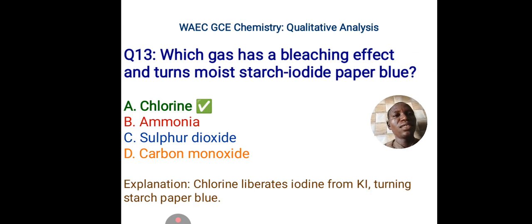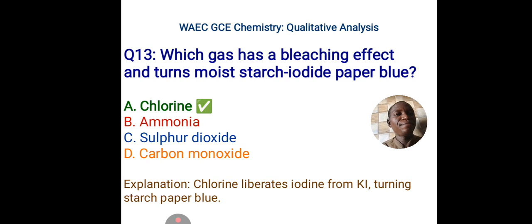Okay, question 13 says, which gas has a bleaching effect and turns moist starch iodide paper blue? Oh, this is interesting. The correct answer is chlorine. Chlorine is a bleaching agent. We already know this in chemistry. Once we even talk about bleaching agents, you cannot pass chlorine. From that alone, we are able to know that chlorine is the correct answer, because it's a bleaching agent and it turns moist starch iodide paper blue.